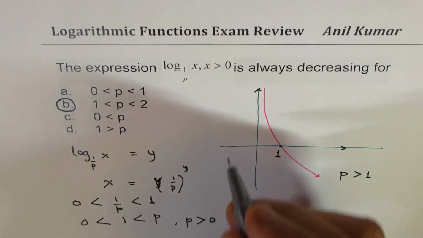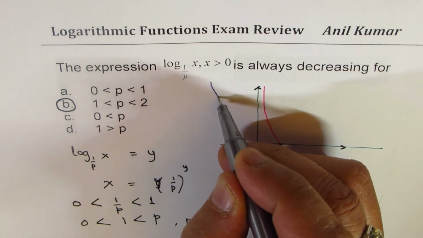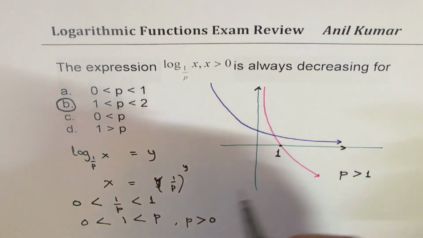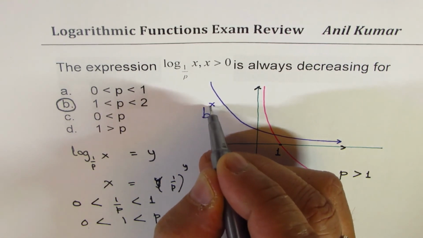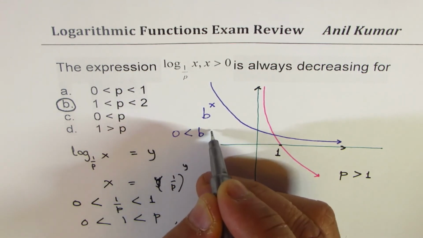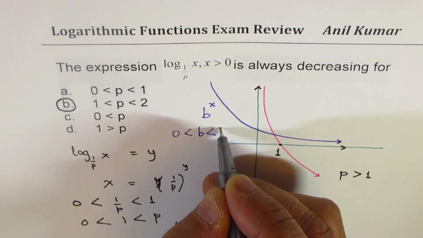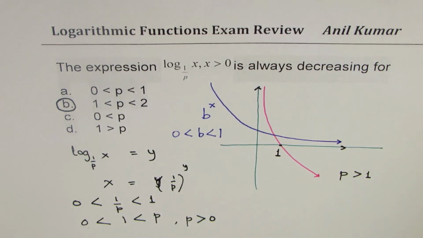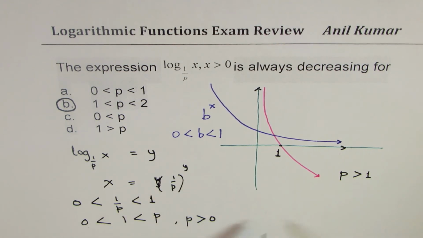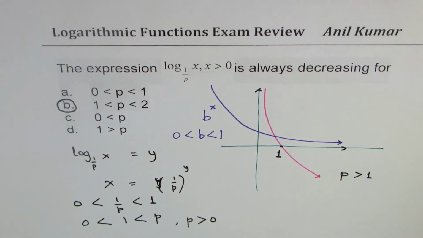The exponential function will be always decreasing, kind of like this. Do you see that? That is what we have, b to the power of x if b is between 0 and 1. Is it okay? Now, since we wrote 1 over p, we are saying p greater than 1. You get an idea, correct? So that is how it should be answered. Let's move on to the next question.